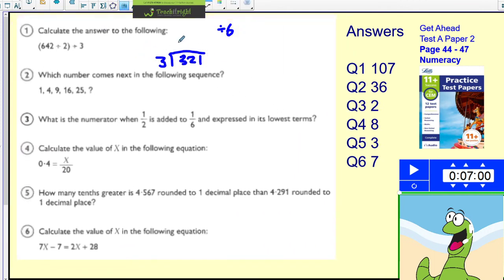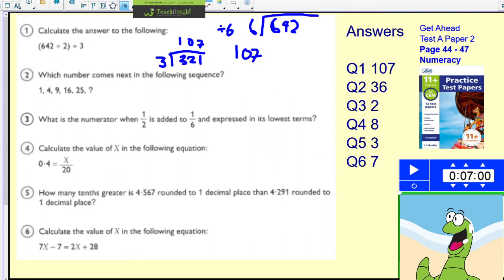So 3's into 3 go 1, 3's into 2 don't go, but then 3's into 21 go 7 times to make 107. And if you did divide 642, maybe you can test that. If you did do 642, you divide it by 6, do you get the same answer? Perhaps you can test it out and tell me.